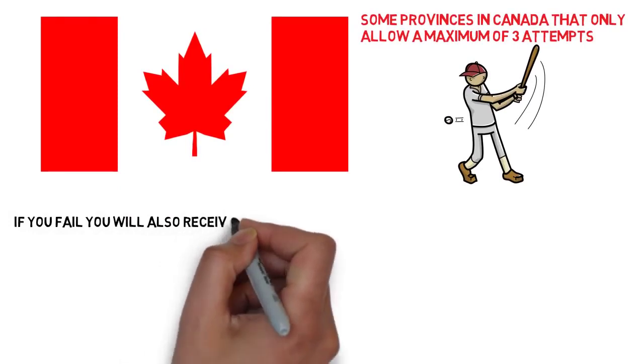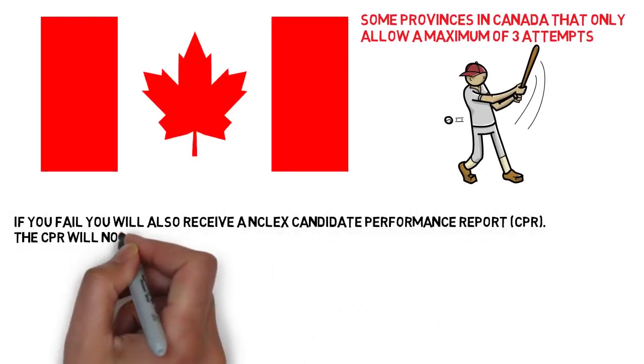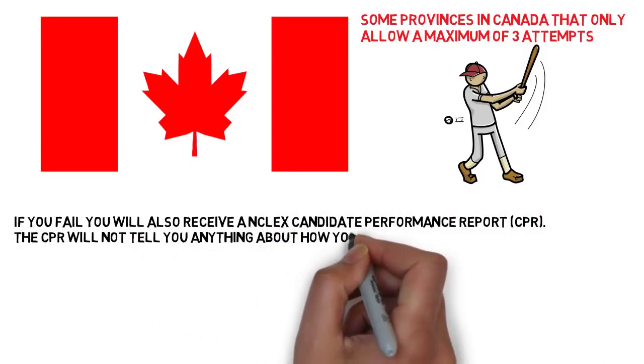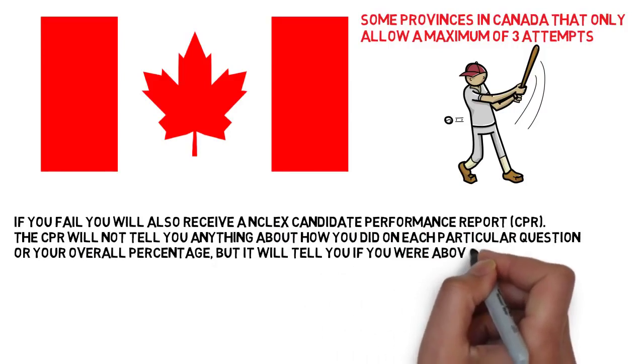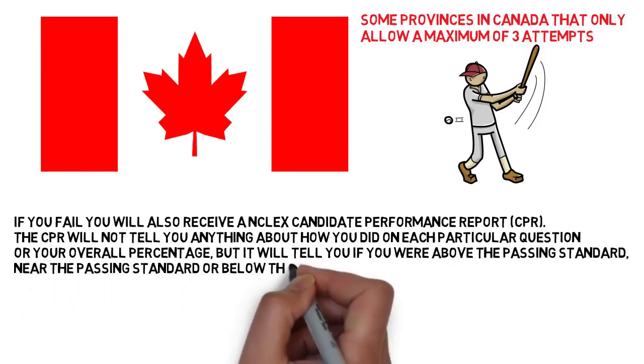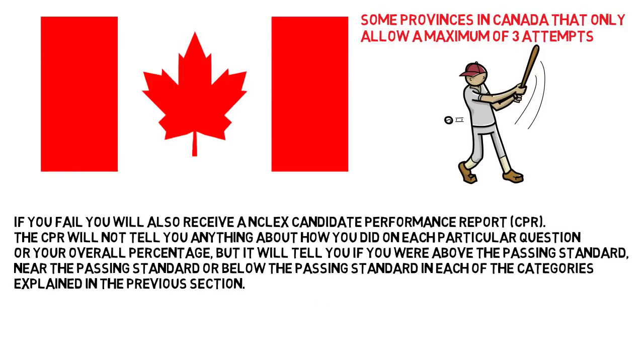If you do fail the NCLEX, you will also receive an NCLEX Candidate Performance Report, also known as a CPR. The CPR will not tell you anything about how you did on each particular question or your overall percentage, but it will tell you if you are above the passing standard, near the passing standard, or below the passing standard in each of the categories explained in the previous section. So let's continue on with some more frequently asked questions.